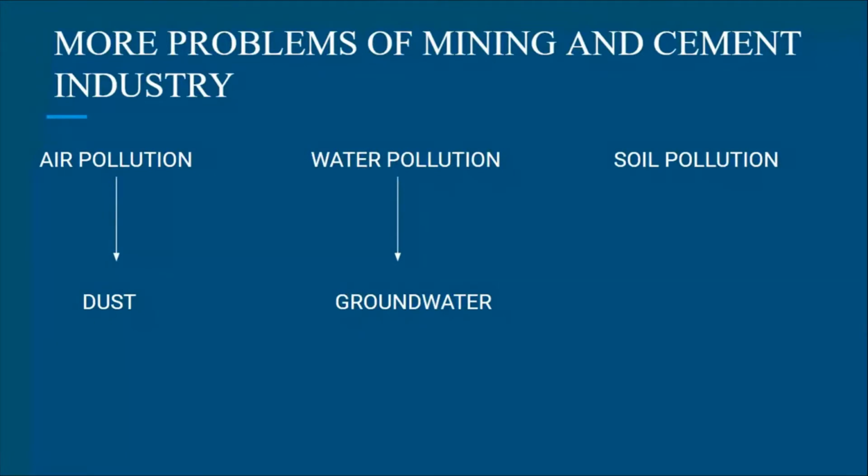Air pollution, water pollution, soil pollution. These three are the major problems of mining and cement industries. What is the end product of air pollution? Dust. And water pollution affects the groundwater.